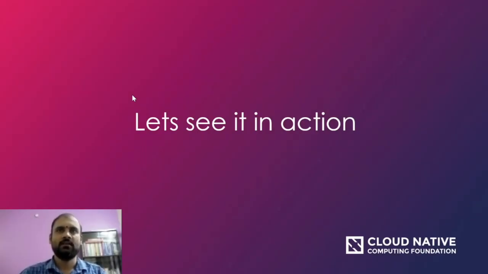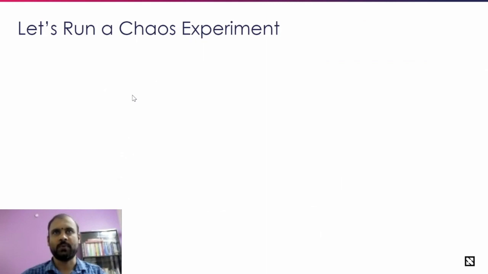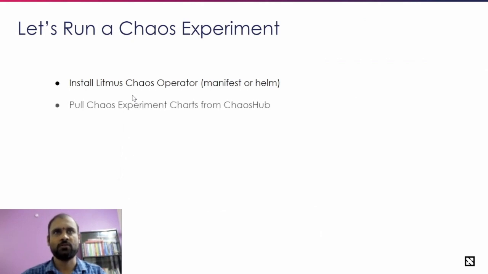Okay, so let's see the LitmusChaos architecture, and we're going to do that with the help of an actual experiment execution. So we'll work backwards. We are going to run the chaos experiment, and as you might know, it is going to consist of these steps. Installation of the Litmus operator. We are going to use the manifest to install Litmus. We're going to pull the chaos experiment charts from the Chaos Hub. We're going to do a pod delete experiment. That is the hello world of chaos engineering, so we are going to start with that.